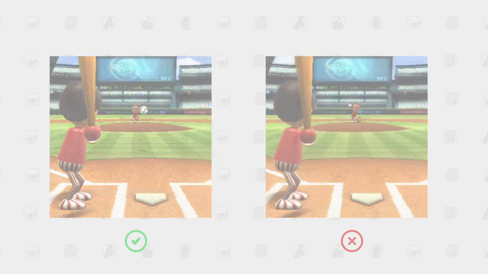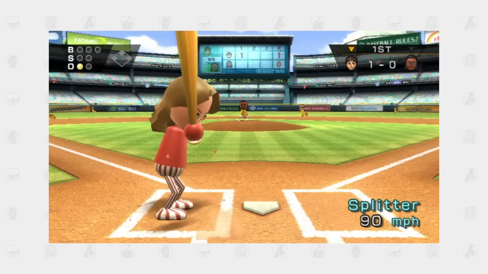In total, I recorded myself hitting over 400 pitches. In addition to hitting the ball, the AI also needs to know when not to swing, like when the pitch is a splitter or a ball.